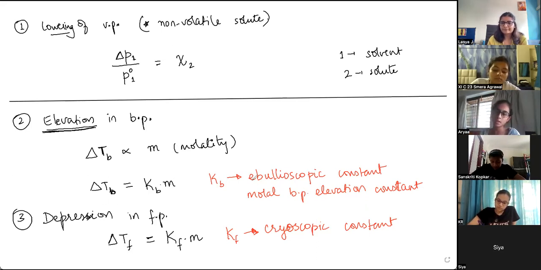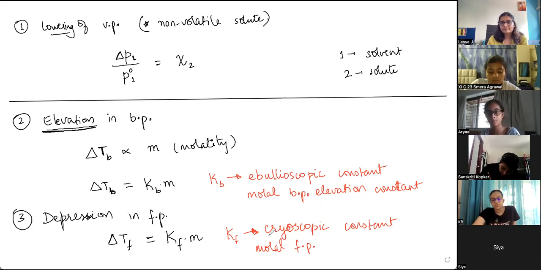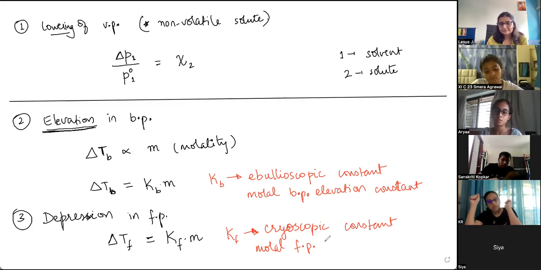Yes, there was something that Miss said in class. I don't exactly remember with what relation it was, but she said that molality does not depend on temperature. That is why we take molality, whereas molarity depends on temperature. Absolutely. Because molality depends on the mass of the solvent, not volume. So if we increase the temperature, mass will not change, but volume will change.